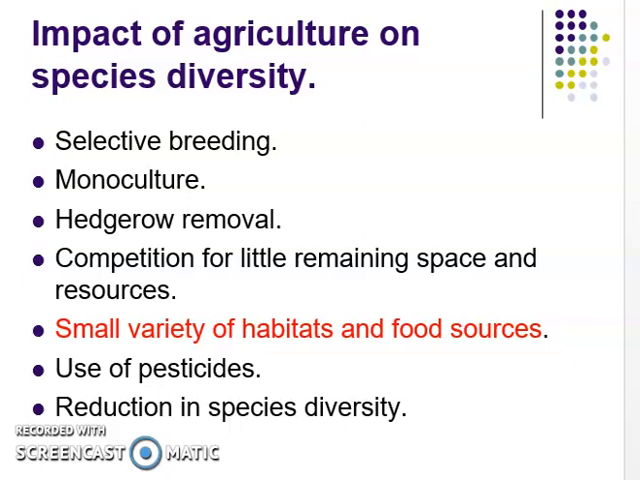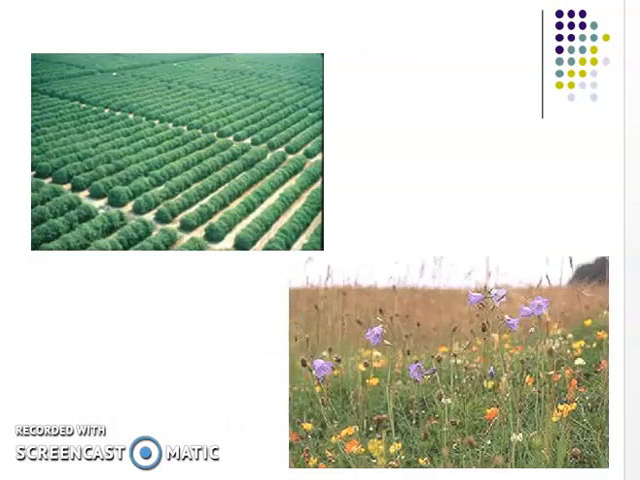So agriculture generally reduces species diversity. There's lots of reasons for that. Firstly, I'll come back to selective breeding in a bit, but monoculture is one of those. Monoculture, as in the picture at the very top, is the idea that a farmer will grow the same crop over and over again in that same field. Now, if you compare that with the very bottom picture, this is a wild meadow without any farming going on whatsoever.